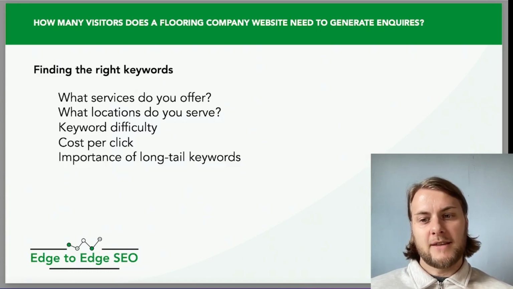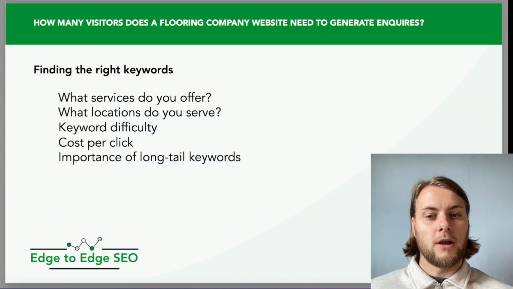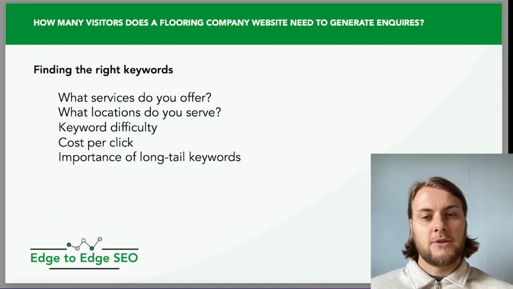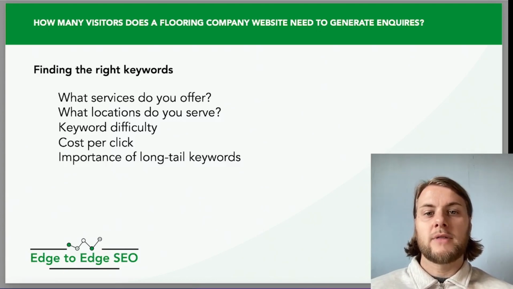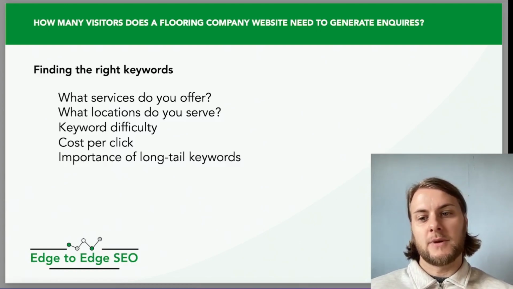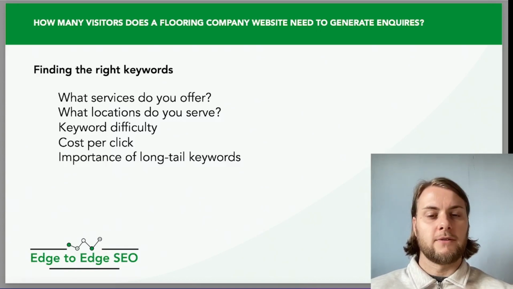After you've established that, the next thing you want to do is understand what locations you serve. So you want to note down all of the counties that you serve, towns that you serve, and the major areas that you serve that you think is going to have some search volume. You can then put these two answers to these questions together to then start searching and brainstorming keywords that would work for your business. A few other things that you're going to want to take into account is the keyword difficulty, the cost per click, and the importance of long tail keywords.